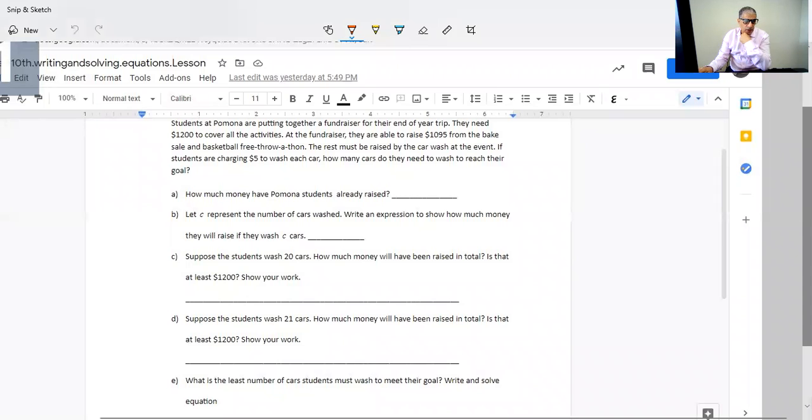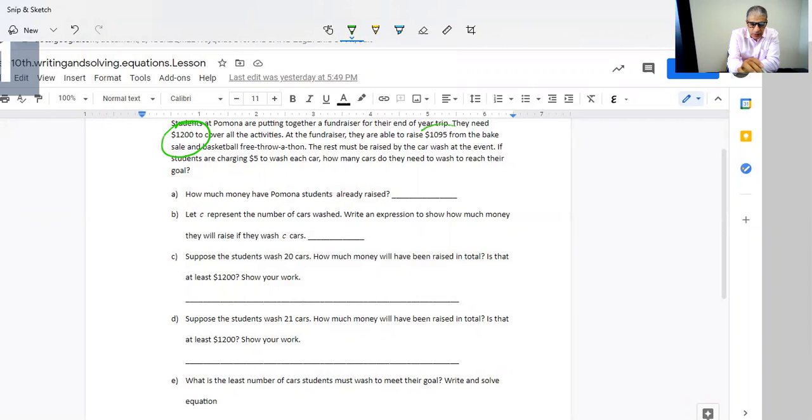Okay, so this was the lesson we did today about writing equations and solving the equation. So let's go through the steps A, B, C, and D, and then at the end we'll write the equation and then we solve it. So the story is that the students at Pomona want to raise $1,200, and they already raised 1,095. That's how much money they got already, and they need a little bit more to reach the $1,200.